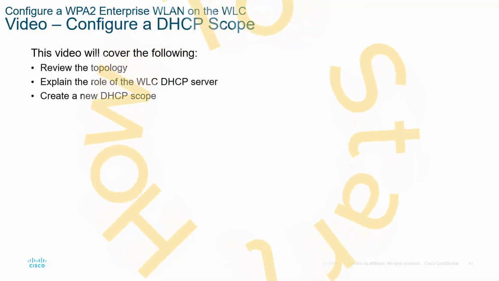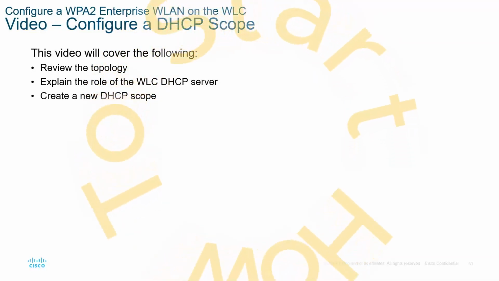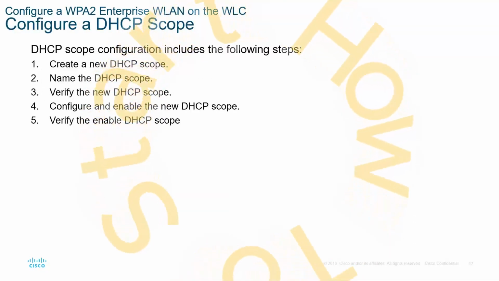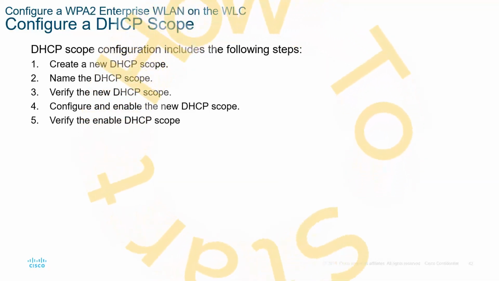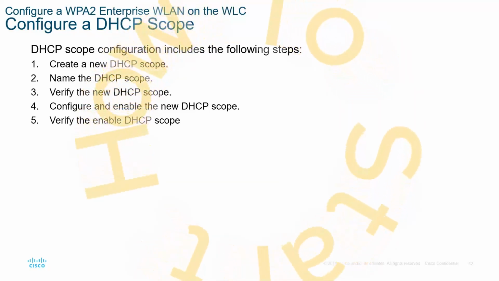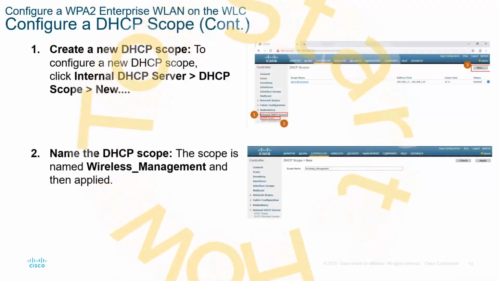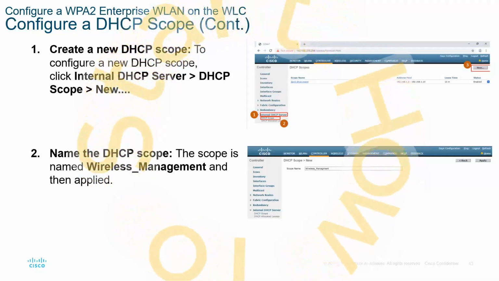Here we have a video walking you through the scope, but again, we're doing this as a lab step by step, so you don't need the video. So to create the DHCP scope, we will be creating the scope, naming it, verifying, configuring, and then verifying again. To do that, we would go to Controller, Internal DHCP Server, Set DHCP Scope.